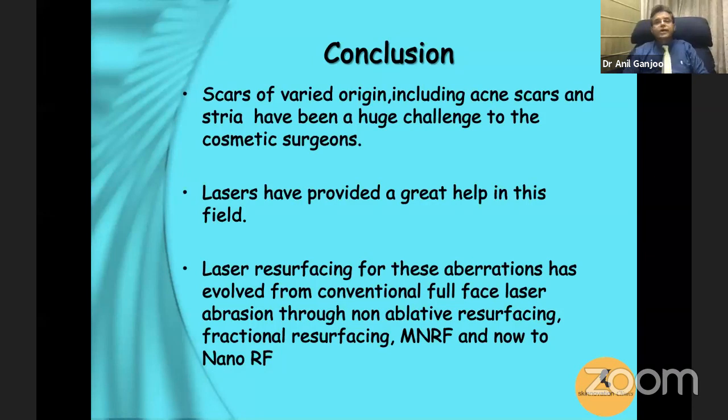So to conclude, friends, scars of varied origin, including acne scars, surgical scars, stria, etc., have been a huge challenge for us cosmetic surgeons. Lasers have provided a great help in this field.